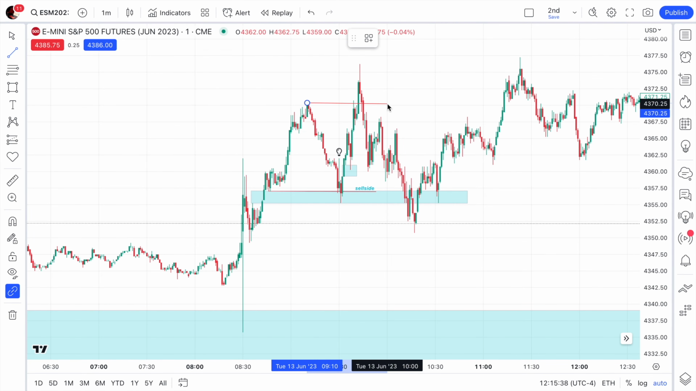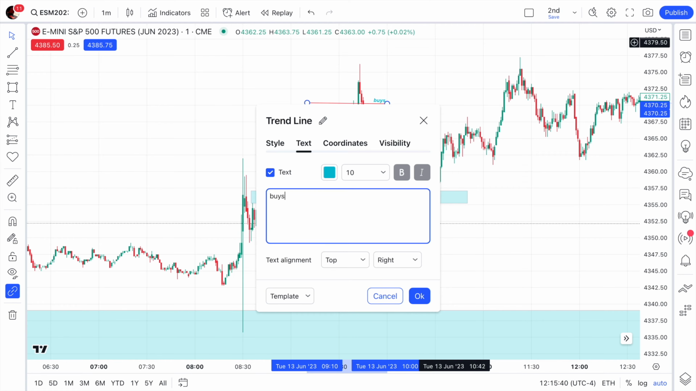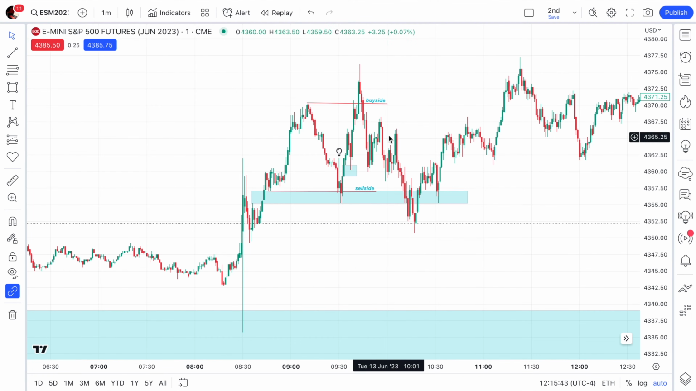Why is this a target? Well, this is a buy side, so any traders that were trying to pick the top, there's going to be buy stops resting above this high here, and you see how those were taken out.